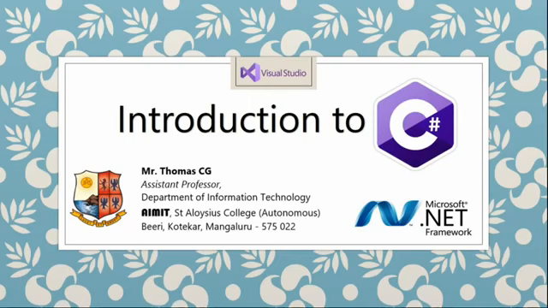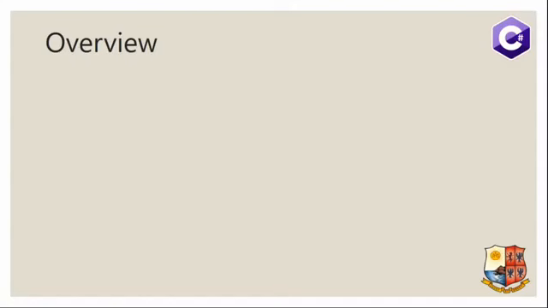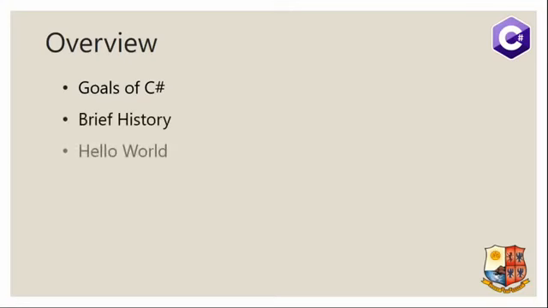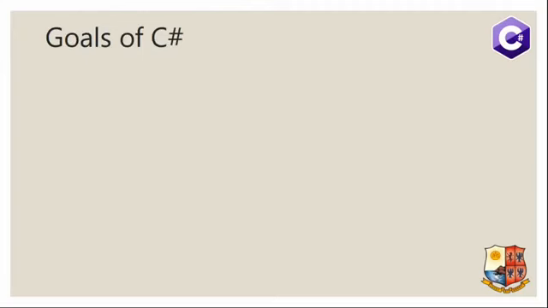This entire programming language will be taken into small sections. We'll just see what are the goals of C sharp, a little bit of how it came, hello world, and syntax and features and type system. So the first thing is goals. Why was C sharp created?